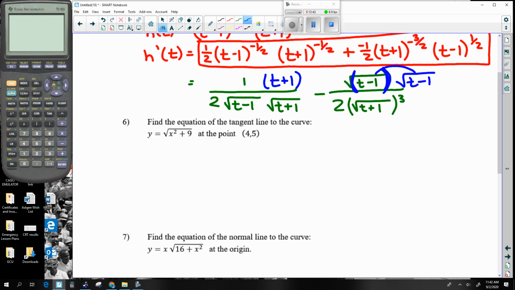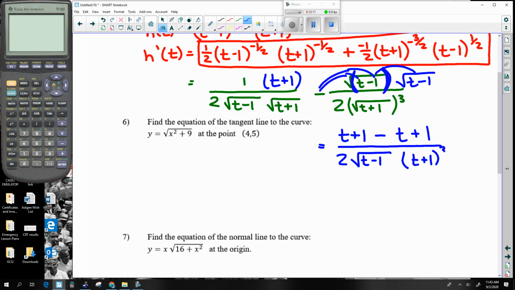Okay, so what do I have? I have a t plus 1 minus, okay, so again, this has to distribute inside the newly created parentheses here. And so that's going to be minus t plus 1 all over 2, square root of t minus 1, and then I'll go back to the parentheses. This is t plus 1 to the 3 over 2.